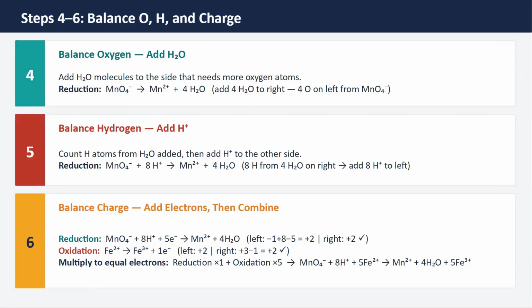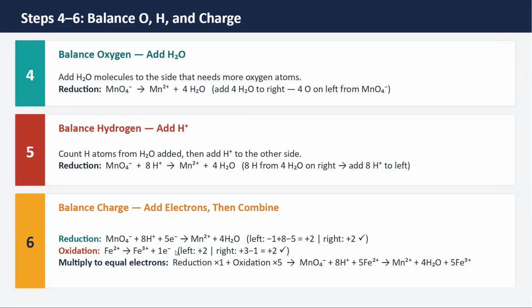For oxidation, iron 2 plus is going to iron 3 plus. So in the product side, there is one more extra positive charge. So we add one electron to balance the charge. Now here we see that 5 electrons are in the reduction reaction, and in the oxidation 1 electron. And when we write the overall equation, it should not have any electron. So we have to cancel the electrons in reduction and oxidation when we add it.